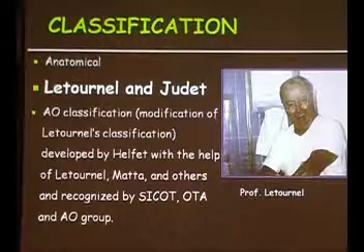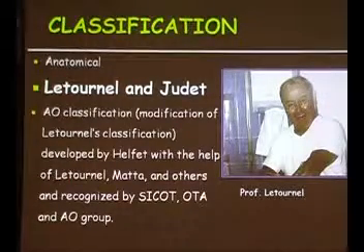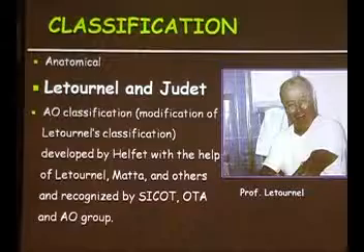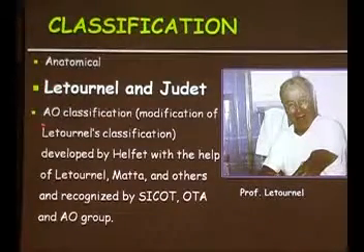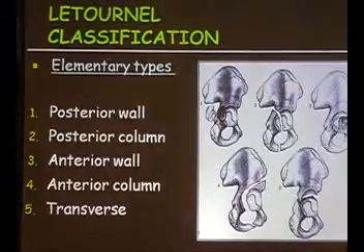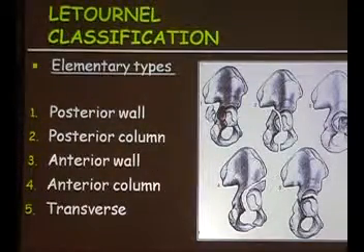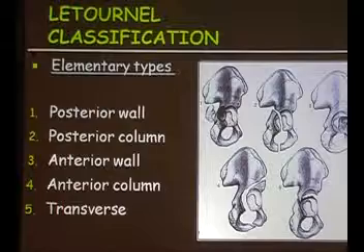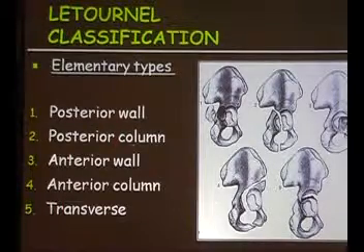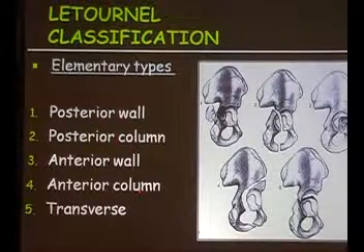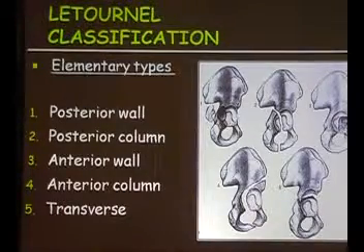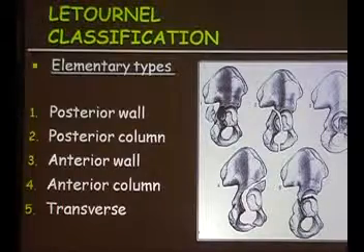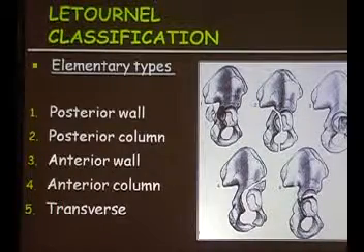Classification: there are various classifications. There is the anatomical classification, the Letournel and Judet classification, and the AO classification, but the most widely used is Letournel and Judet. It has elementary types and associated types. The elementary types are posterior wall, posterior column, anterior wall, anterior column, and transverse. It's easy. If you consider this pelvis, this is the posterior wall, the posterior column, the anterior wall, the anterior column, and a transverse going from front to back.